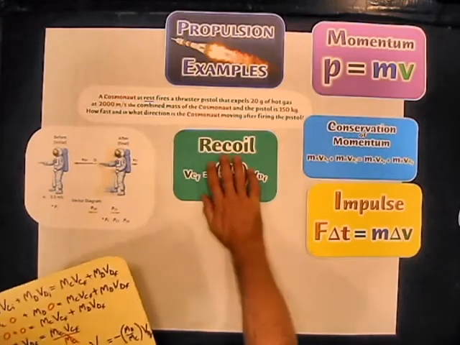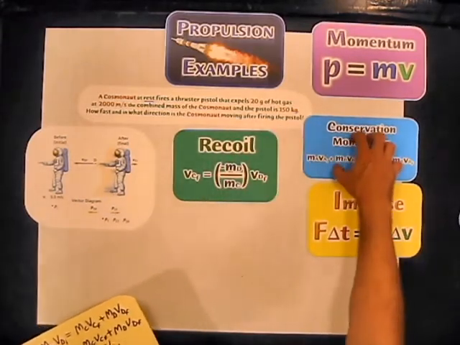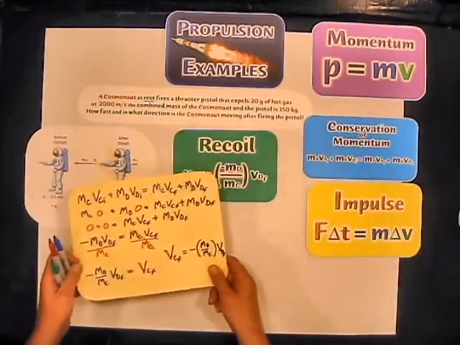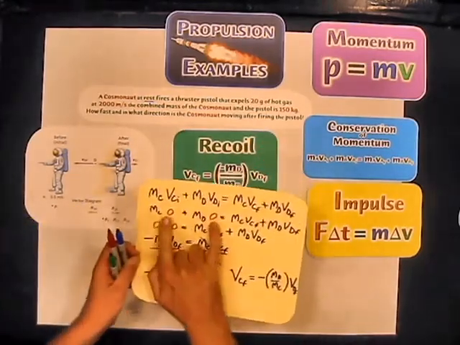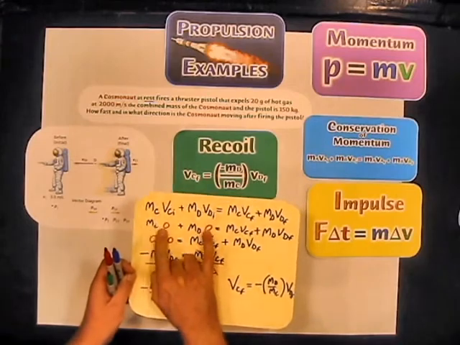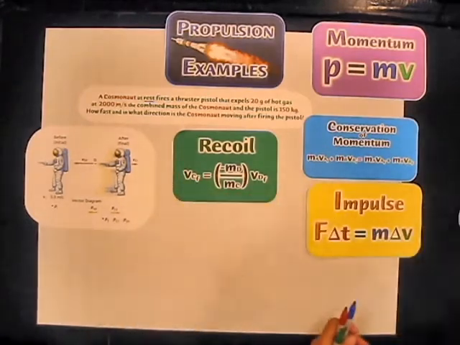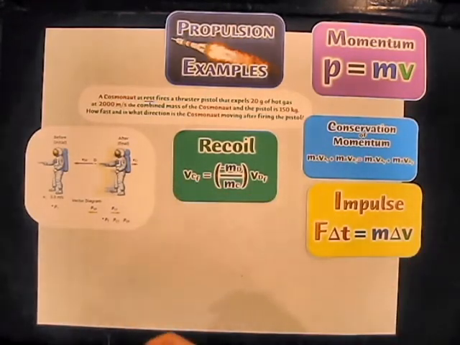So notice how this equation comes out of this one. Got it? Once you've got this equation, it's very convenient. But remember, you can only use this if these velocities were 0. Okay, so here we go.